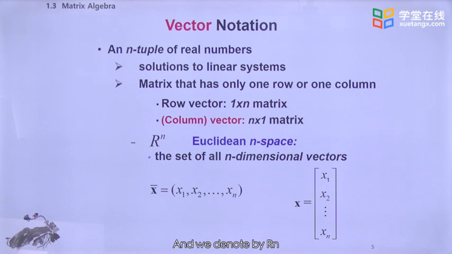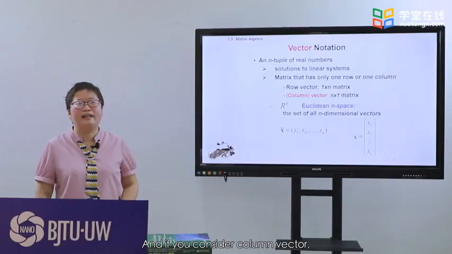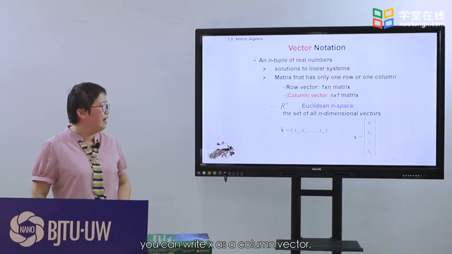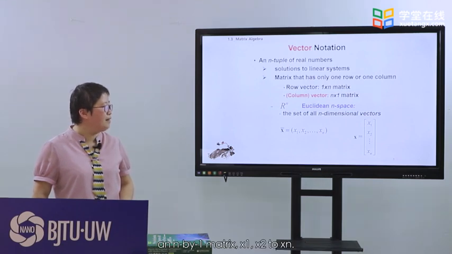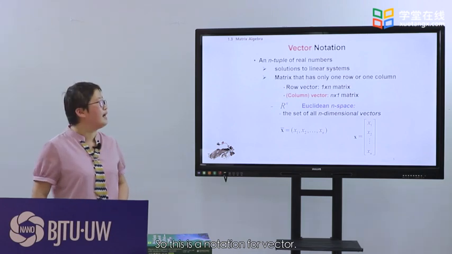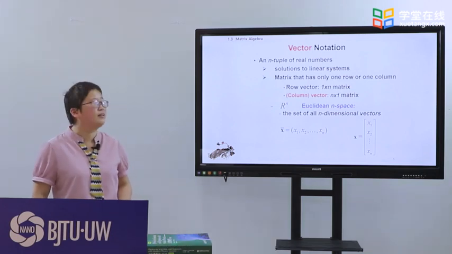And we denote by Rn the Euclidean n-space. Euclidean n-space is the set of all n-dimensional vectors. If you consider a row vector, you can write it as x bar, composed of x1, x2, till xn. And if you consider a column vector, you can write x as an n by 1 matrix, x1, x2, till xn. So this is the notation for vectors.